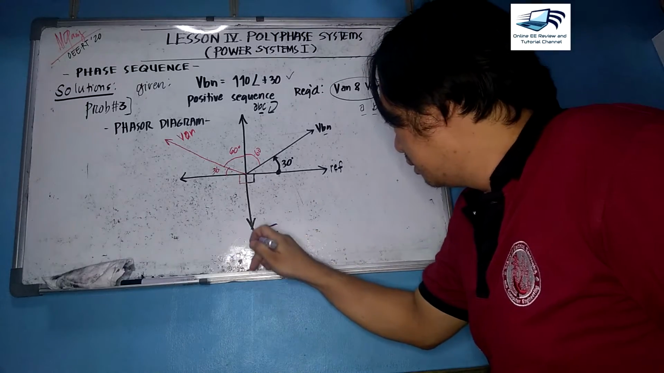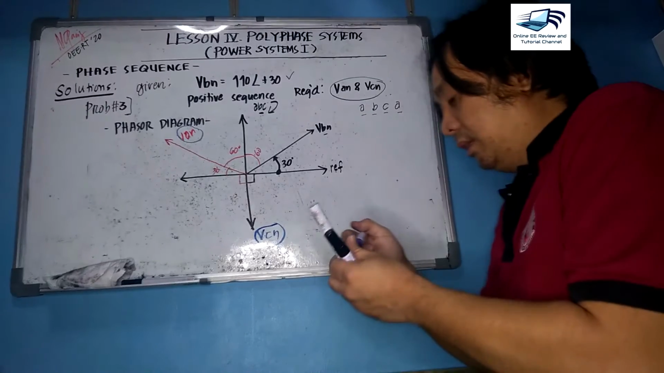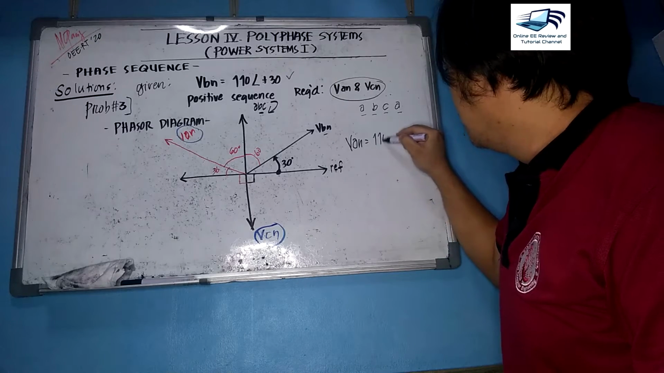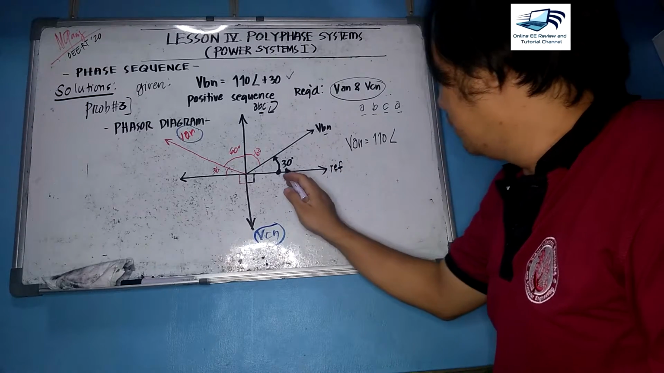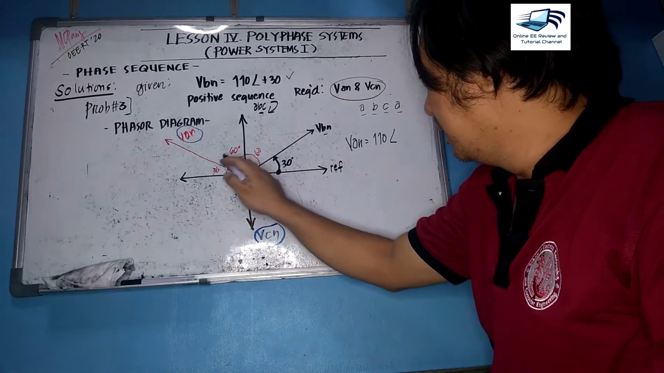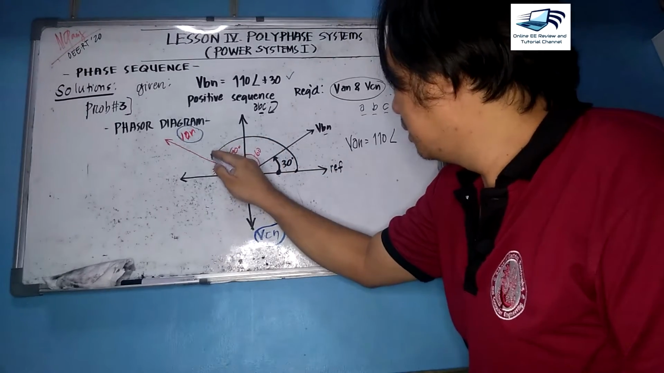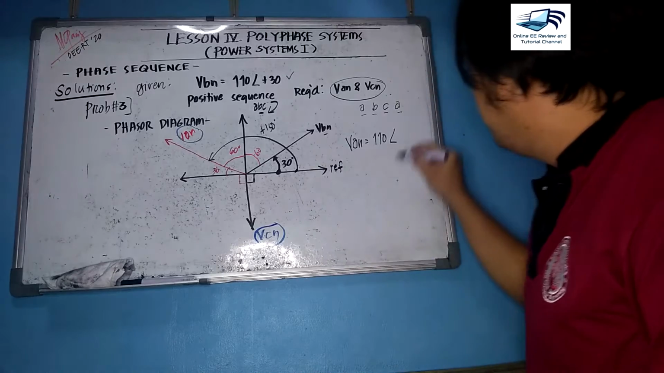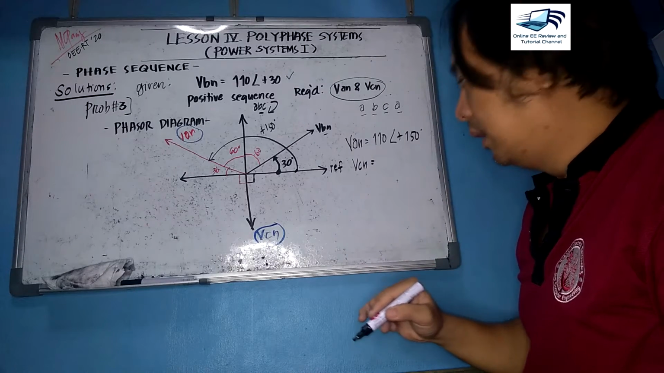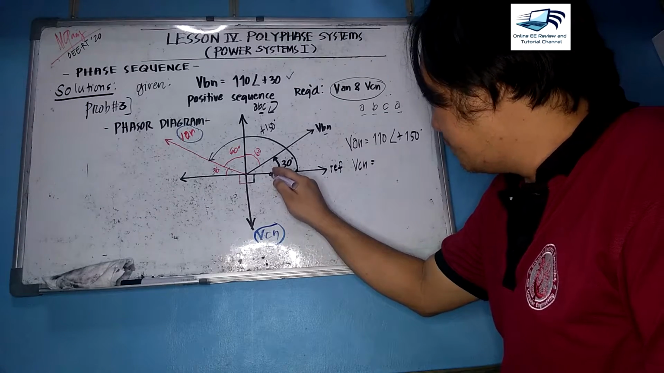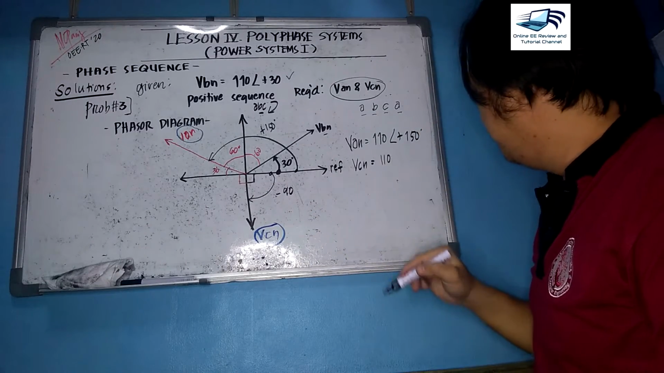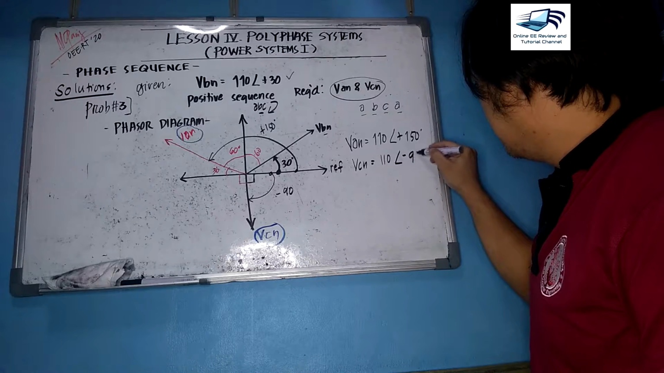Therefore, we can now get VAN here. Same magnitude, 110. And then you have here 30 degrees, plus 120. So from here, this is positive 150. So the answer here is positive 150. And then for VCN, it's also clear that this is negative 90 from the respective reference. So you have the same magnitude and then negative 90.